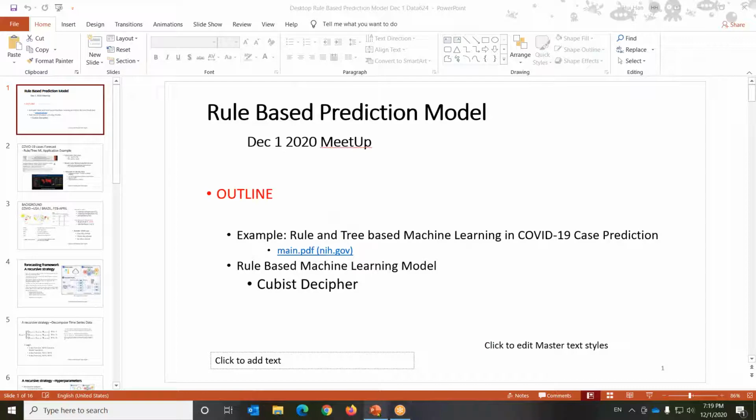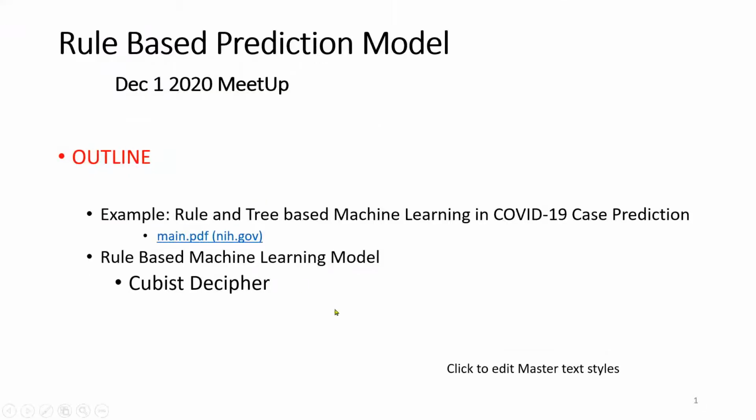You see me on my screen? We can see your screen. Yep, absolutely. Okay, the first slide, rule-based prediction model, December the 1st outline. Is that what you're seeing? I'm sorry if I'm asking. Oh, you're good, Gracie. Yes, we can see that. Okay, perfect. Thank you.